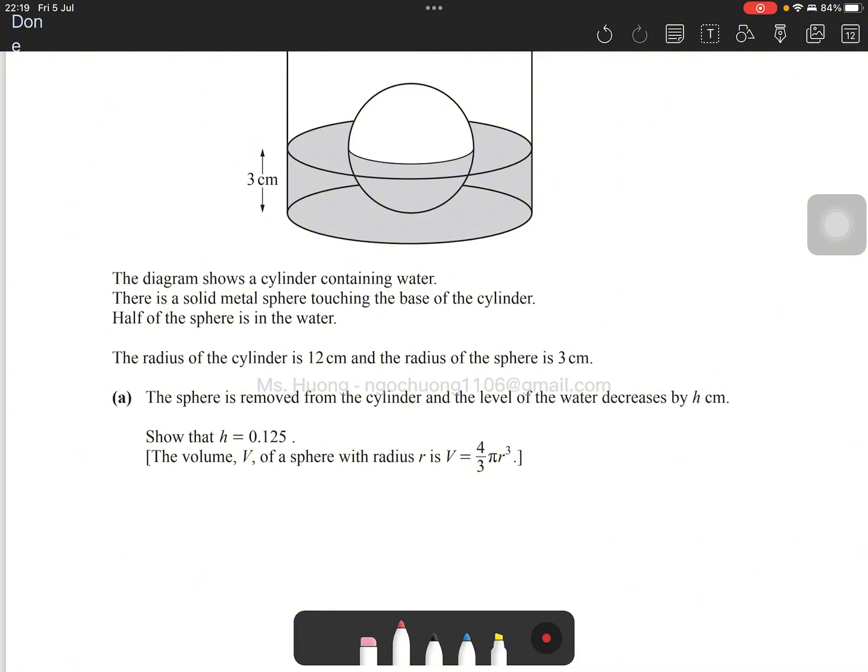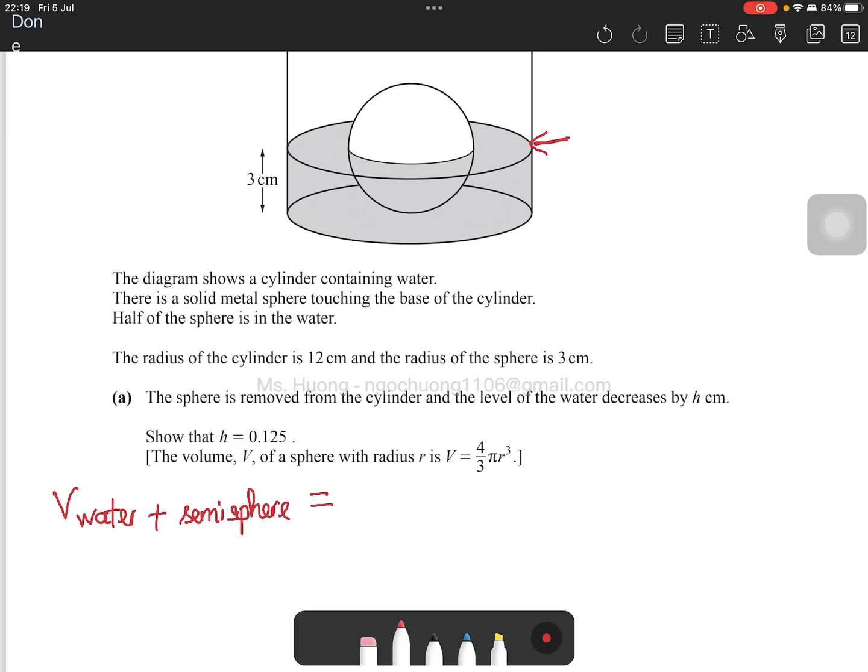So first, we find the volume at this level, which means we find the volume of the water plus half of the sphere, or I would say the hemisphere.